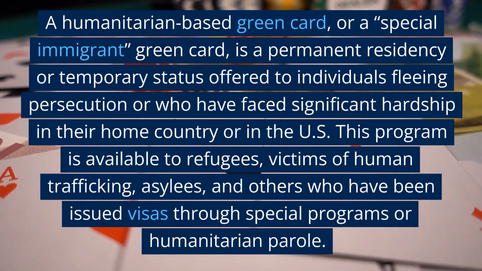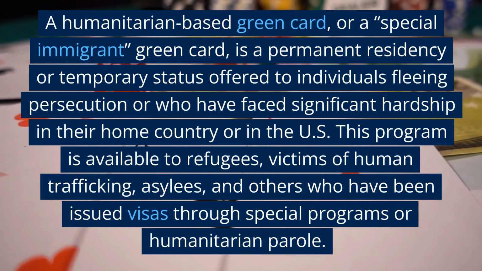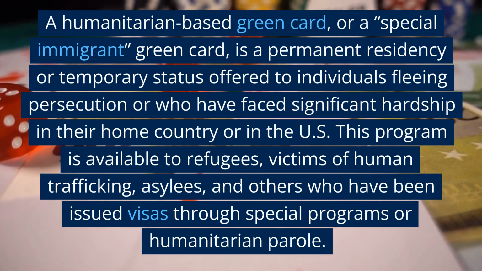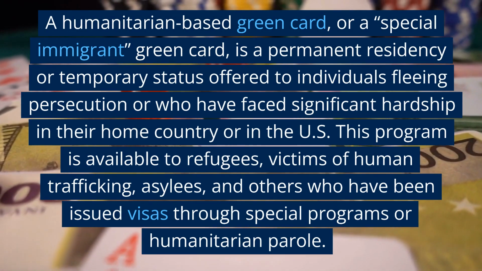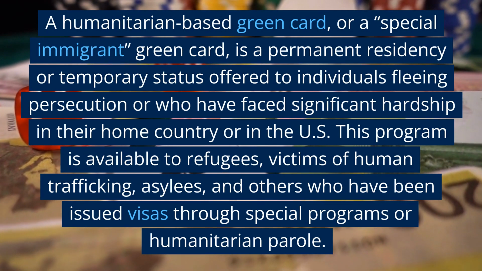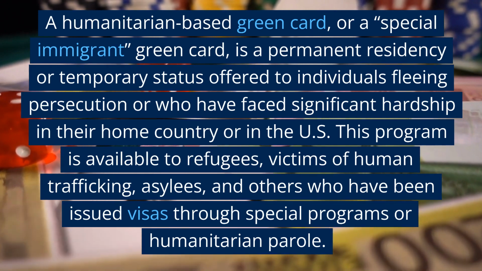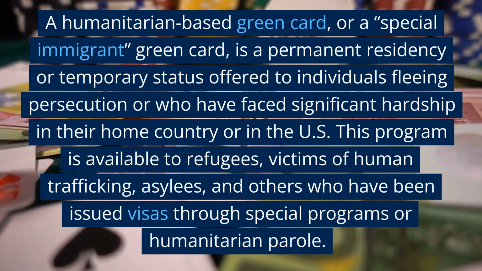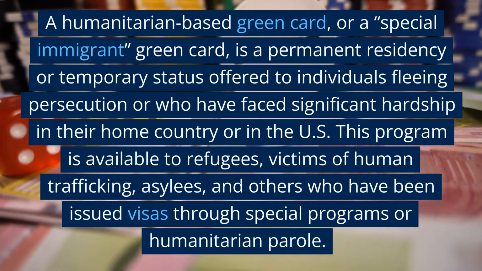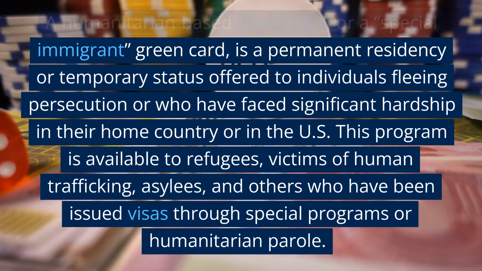A humanitarian-based green card, or a special immigrant green card, is a permanent residency or temporary status offered to individuals fleeing persecution or who have faced significant hardship in their home country or in the U.S. This program is available to refugees, victims of human trafficking, asylees, and others who have been issued visas through special programs or humanitarian parole.